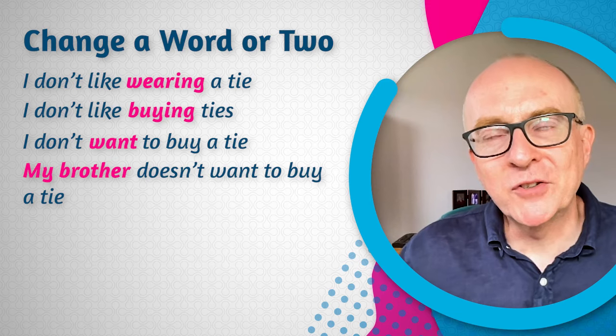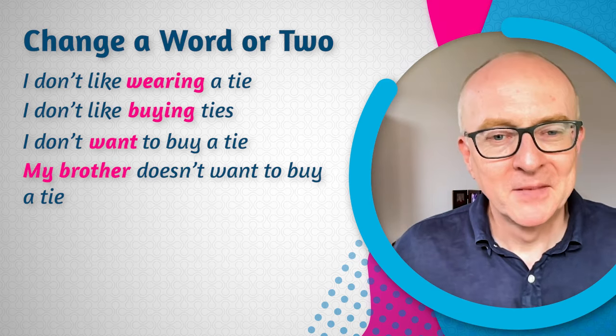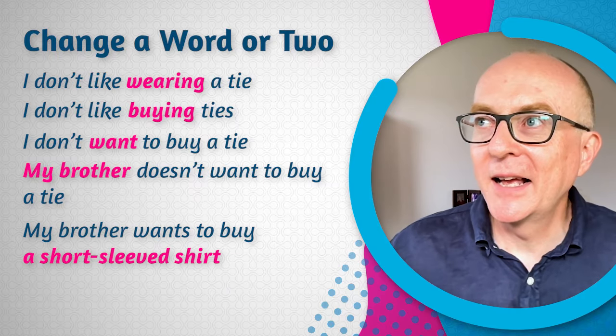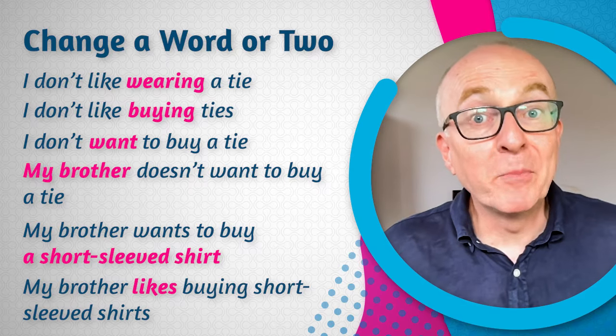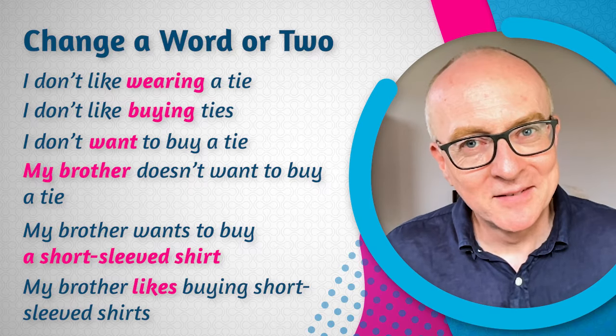My brother doesn't want to buy a tie. My brother wants to buy a short-sleeved shirt. My brother likes buying short-sleeved shirts. Speaking generally. Can you see what's happening? So we've got that tight control, but we're changing one or two words. We're thinking because the grammar may change, like my brother doesn't, but we're practicing the word tie or short sleeve shirts. It's so simple. It really is so simple, right?